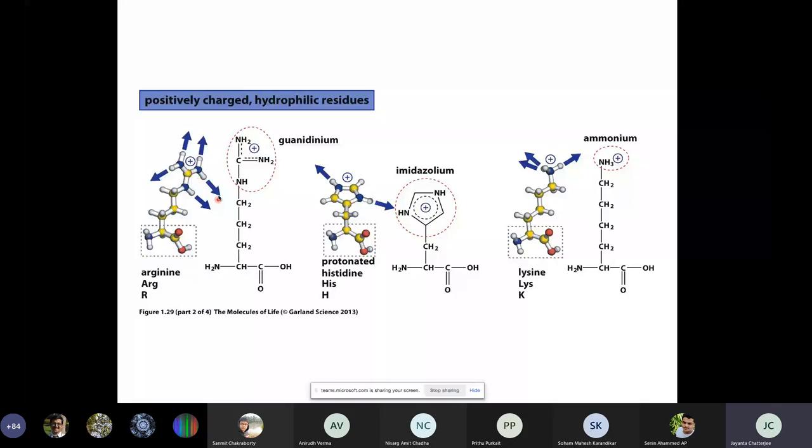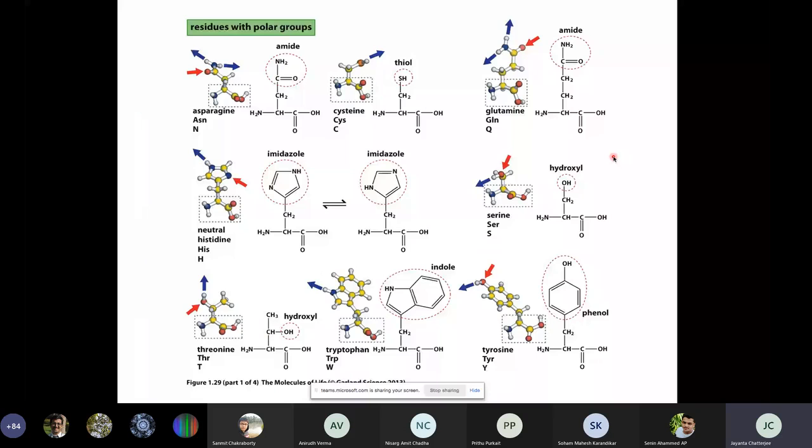So likewise, you not only have positively charged and negatively charged amino acids, you also have polar amino acids which are uncharged, right?